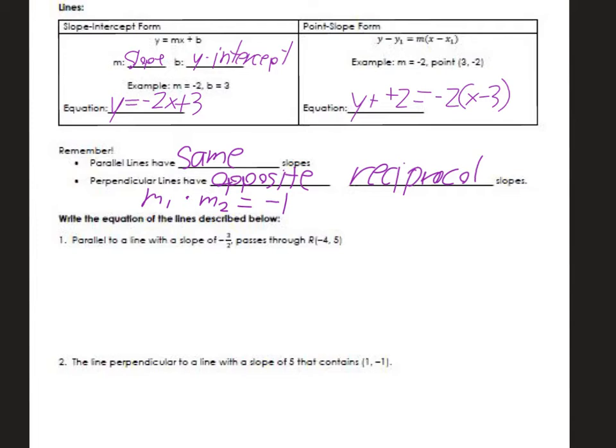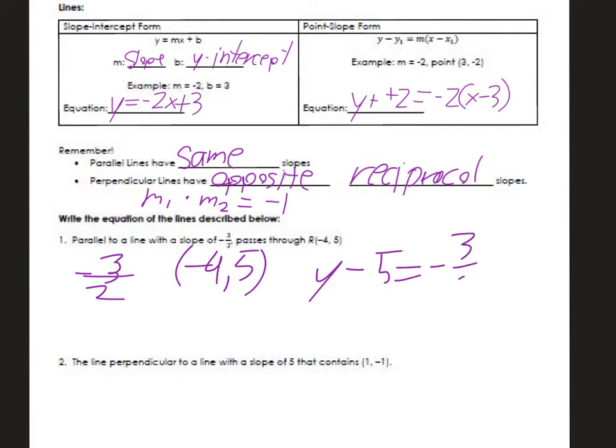We'll write an equation of a line parallel to that of a line that has a slope of -2/3. So same slope, -3/2, and passes through -4, 5. So that's a point and a slope. We're going to use point slope form. So y minus 5 is equal to -3/2 times x plus 4. Because when we subtract a negative, we're adding a positive.